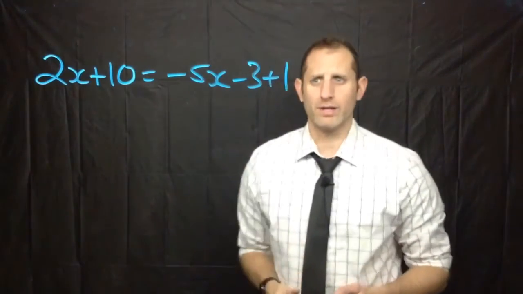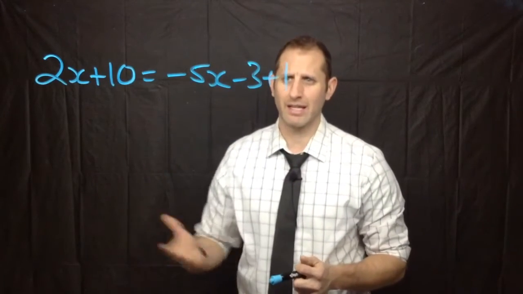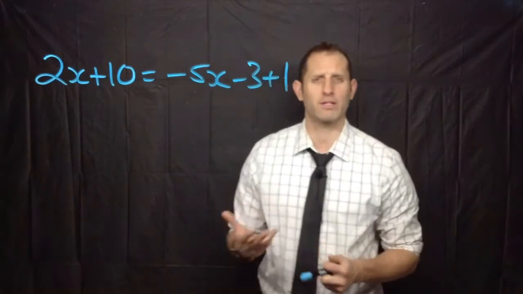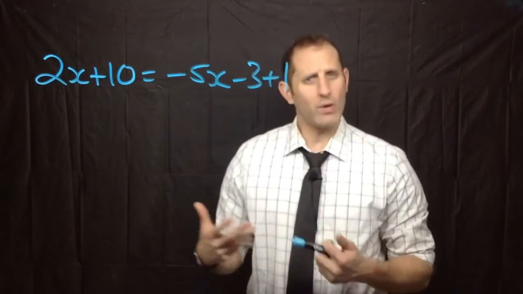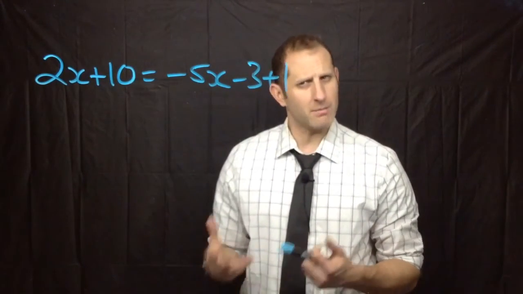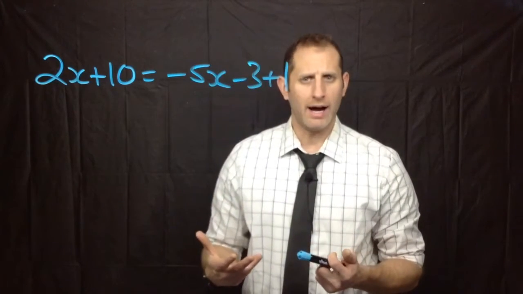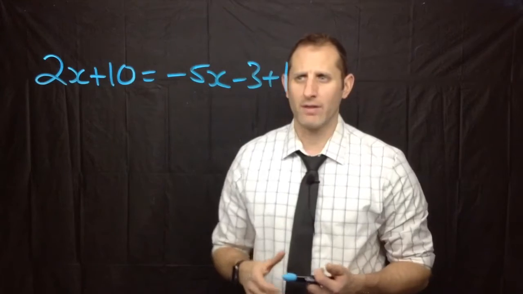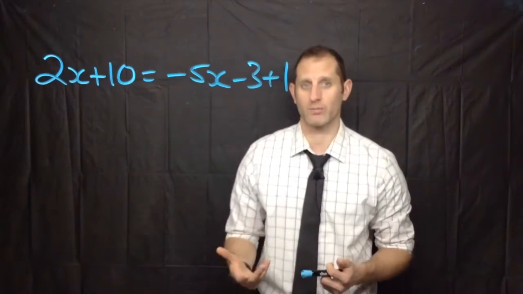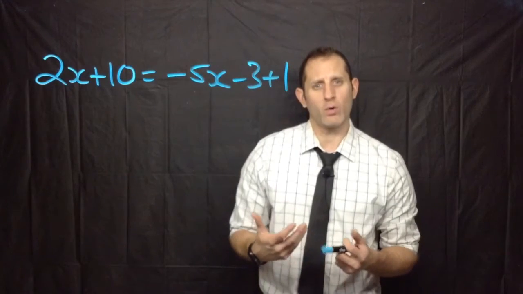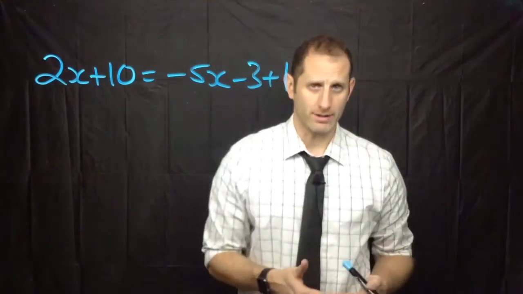So how are we going to do this? Well, when we look at this expression, 2x plus 10 equals negative 5x minus 3 plus 1, we got a lot going on in there. Math, we like to simplify things. We like to make things easier for us to be able to solve. Now, there is a way that we can simplify this, and we are going to do a concept called combining like terms. And what that means is that we are going to be putting all of the variables together and all of the constants together.